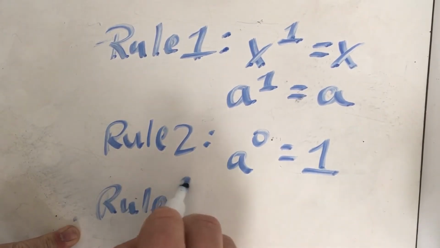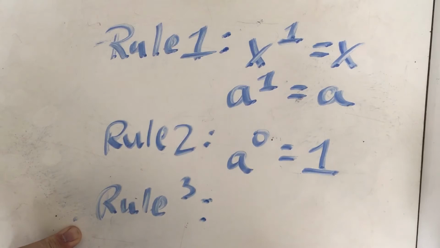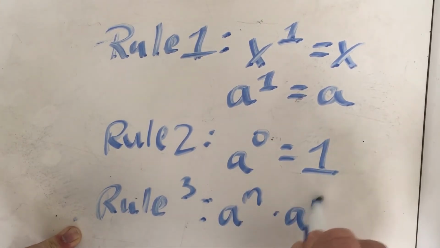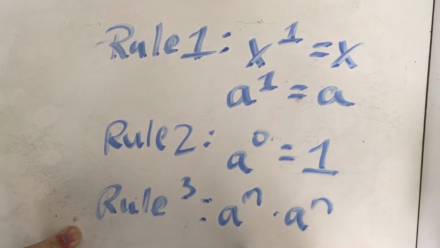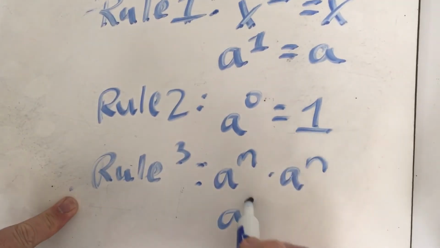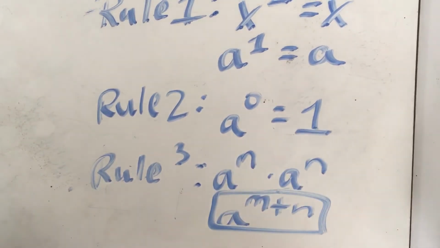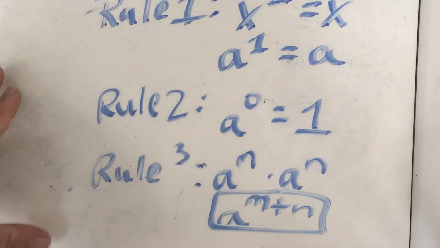And now we've got rule number 3, which says if you've got a to the m times a to the n, the shortcut is add those exponents up and get a to the m plus n.